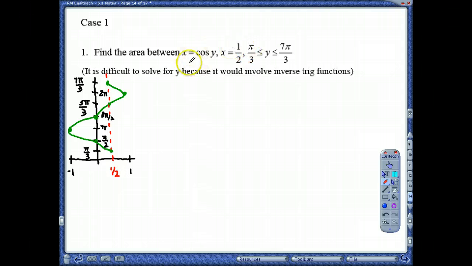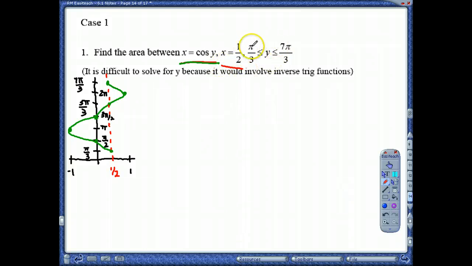Now notice we've got our two functions. We've got x equals the cosine of y, which should be a nice smooth curve. We've got x equals 1/2, which is this dotted line here. It's a vertical line. So our cosine line is the guy in green. So let me gussy that up a little bit. And this is our dotted line in red.